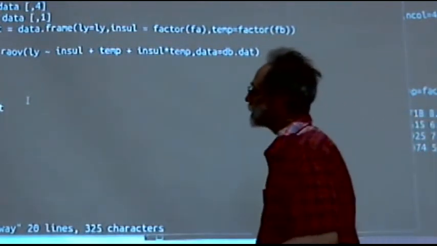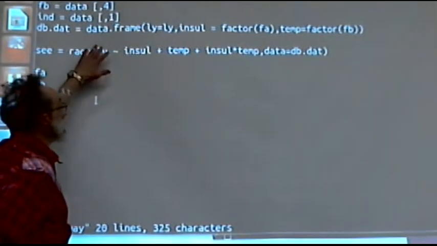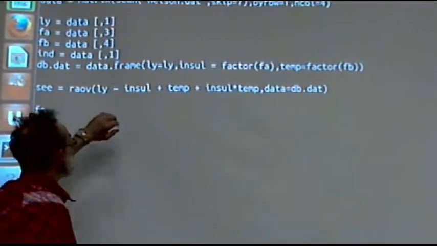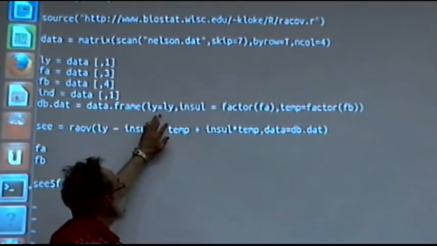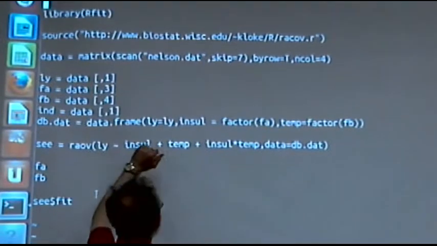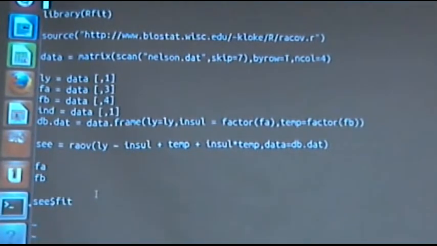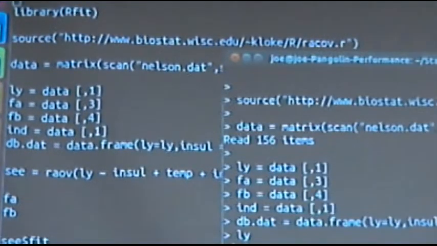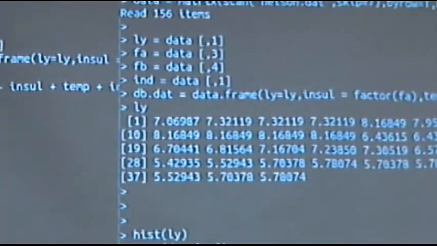And then we talked about, I think we talked about data frames. You have to make things factors. That's all it does. Data frame, you just bring in, this is our response. And then insulation is, I called it, this is the insulation, and this is the temperature.